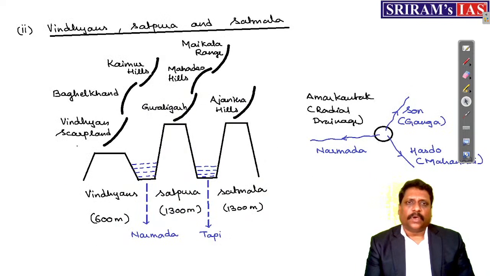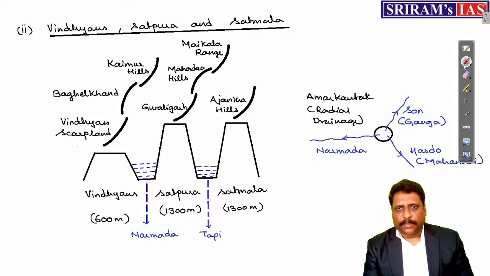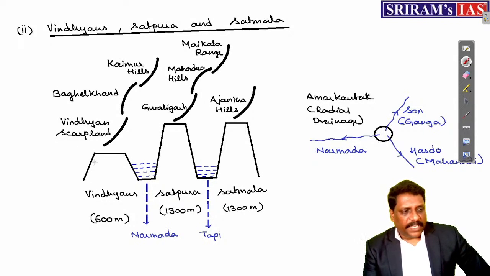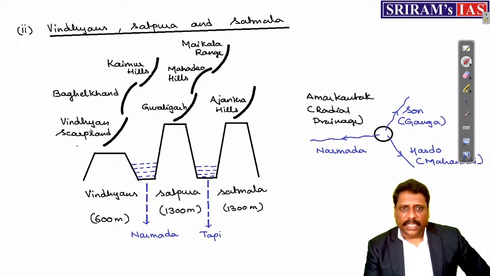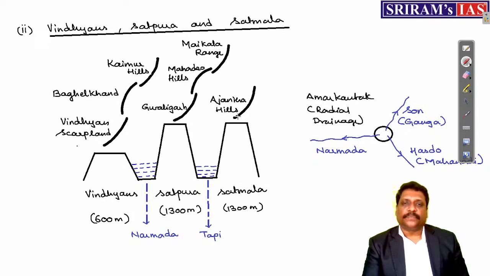Right, my dear friends. Now Vindhyan, Satpura, and Satmala, we have just taken for that case. When I talk about Vindhyans, it is not only Vindhyans, I can extend it. In Madhya Pradesh, we can have the Vindhyan scarp plant, Bahelkhand, and Kaimur hills. Similarly, if I extend Satpura, we have mountains like Gawilgarh, Mahadev hills, and Maikala range. And again, if you extend the Satmala range, you have Ajanta hills of Maharashtra.